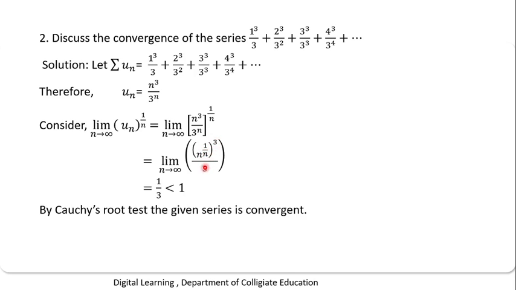The 1 by 3 is a constant, so take it outside the limit. The remaining is the limit as n tends to infinity of n to the power of 1 by n. It is a standard limiting value. What is the value? This value is 1. So 1 cube is 1. We get 1 by 3 as the limit of u_n to the power of 1 by n, which is less than 1. Therefore, according to Cauchy's root test, the given series is convergent.